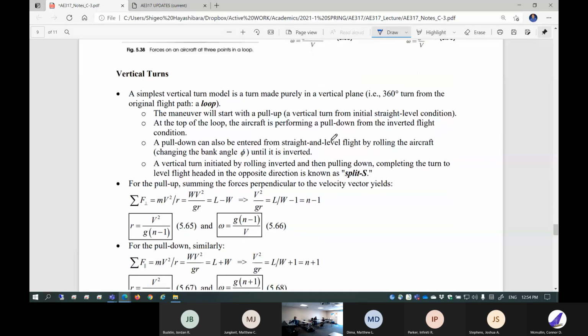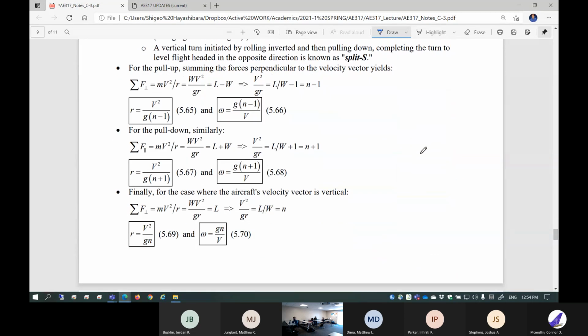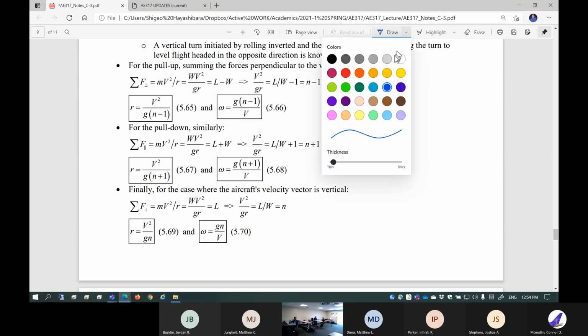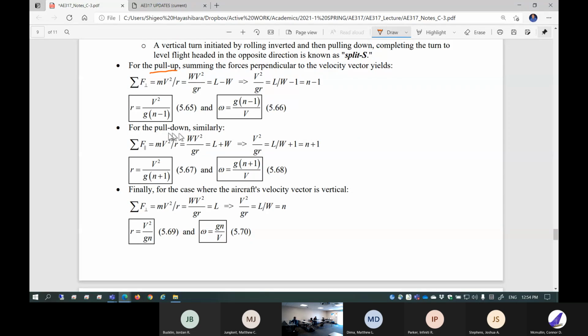Okay. So the equation, this is the equation for the condition of pull up. So you're going to actually start with a pull up. Then this is pull down from the top to bottom. This is on the very side. So the velocity vector is vertical. In other words, the airplane is flying like this, right here. Okay.